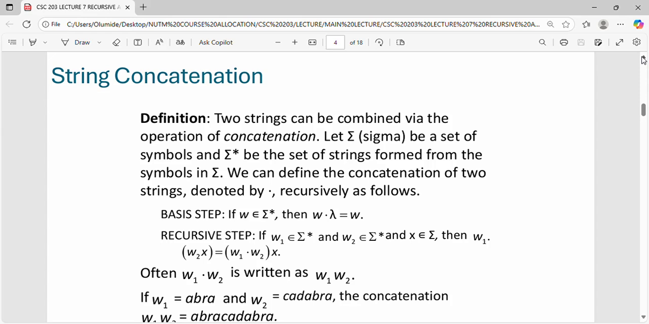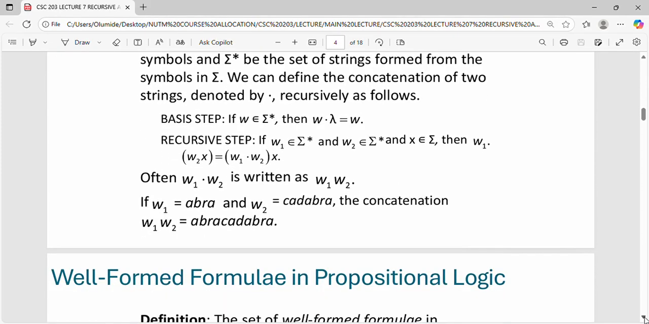Now let's look at bringing the strings together, the concatenation. That's what we want to look at. Let's look at the case where w1 is equal to Abra and w2 is equal to Cadabra. So when we bring them together, it becomes Abracadabra, which is a word that people use basically for magic. That is a string. w1 is a string, w2 is a string. Bringing them together forms abracadabra, and that is just that.